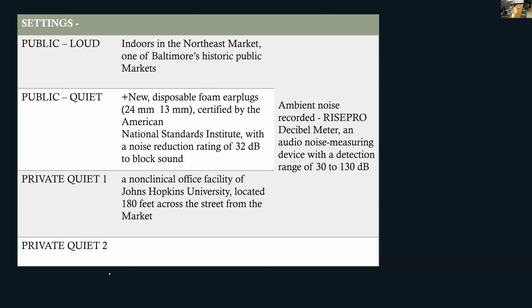And the third was a private quiet. This was a non-clinical office facility in the university. It was located 180 feet across the street from the market. So they walked to these 3 areas, and all of them underwent a 4th measurement in a private quiet setting, which was just to see inter-person variability. So there were 2 measurements in the private quiet. Just for reference, a normal conversation is 60 to 70 decibels. City traffic is approximately 80 to 90 decibels.